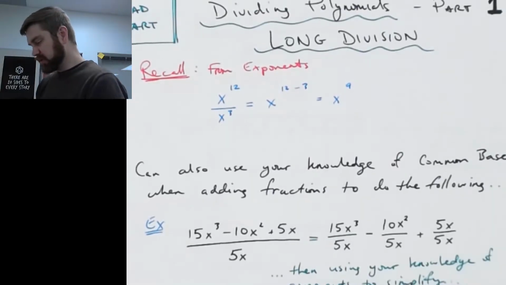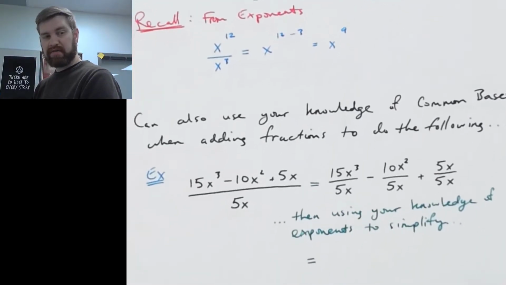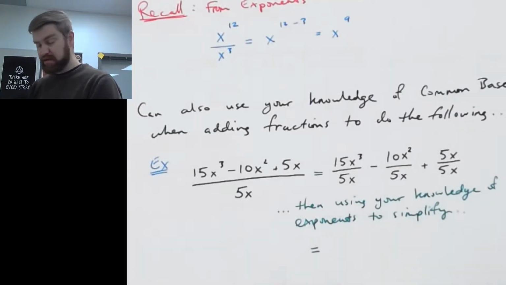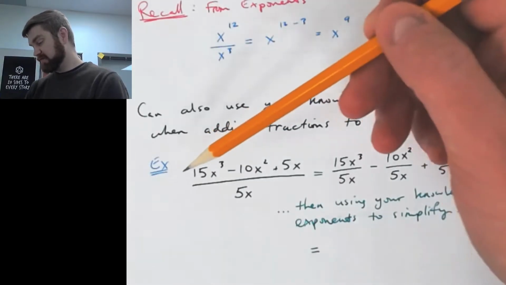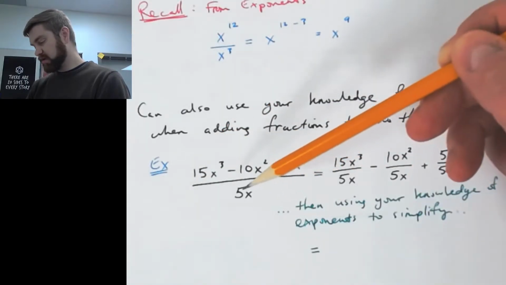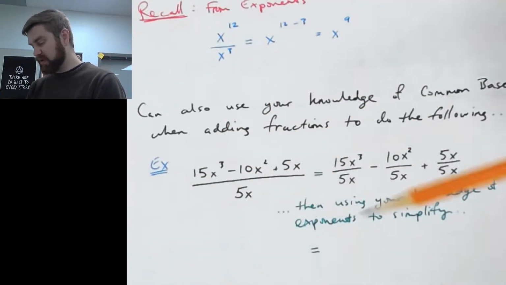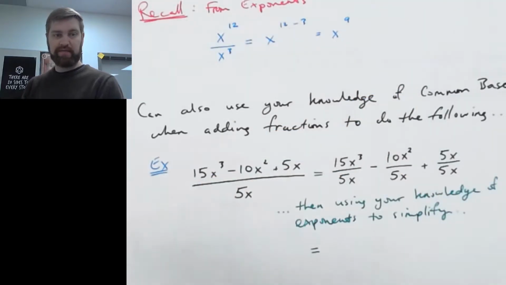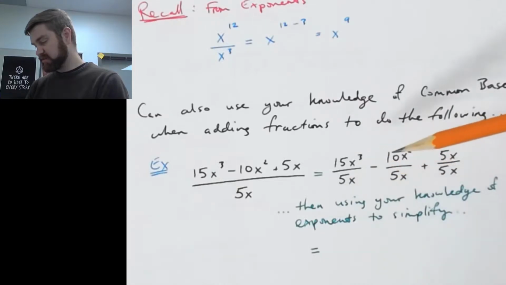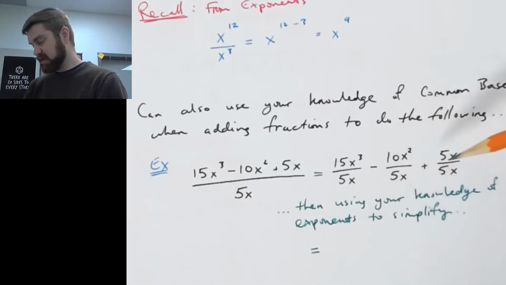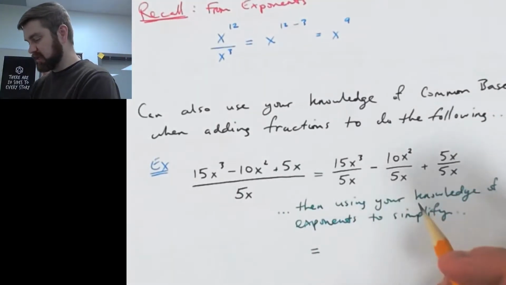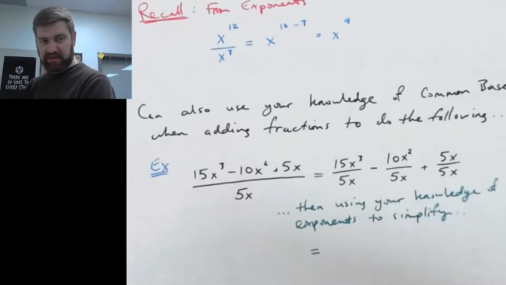But the cool thing is that you can also use your knowledge of common bases when adding fractions to do the following. We have an example here of 15x cubed minus 10x squared plus 5x all over 5x. We can rewrite this complicated looking fraction as 15x cubed over 5x minus 10x squared over 5x plus 5x over 5x.